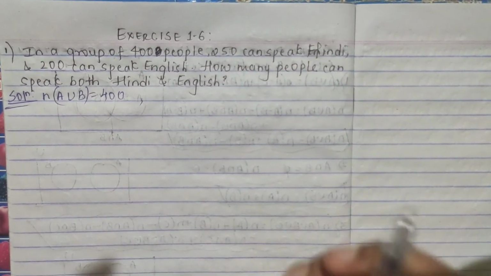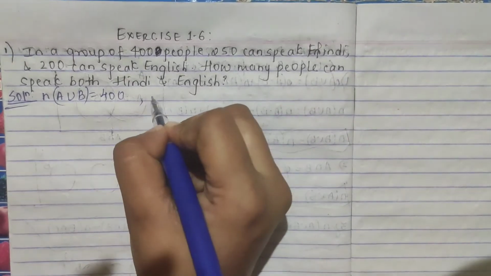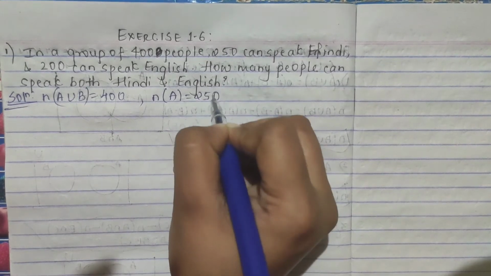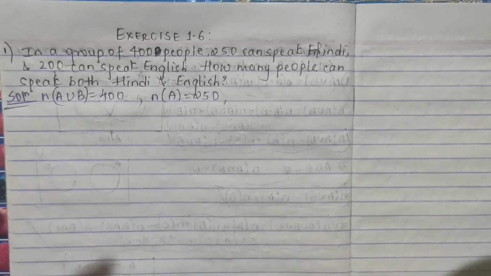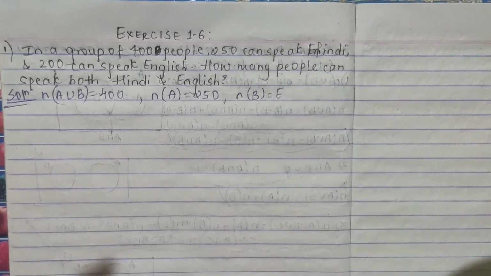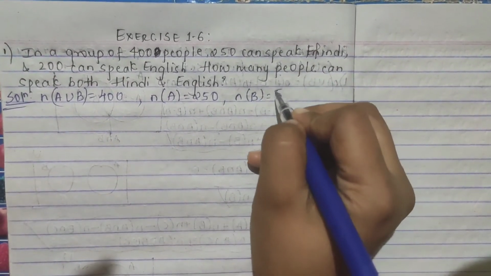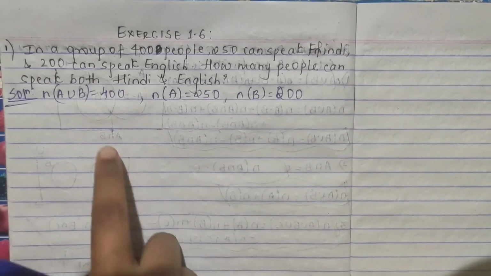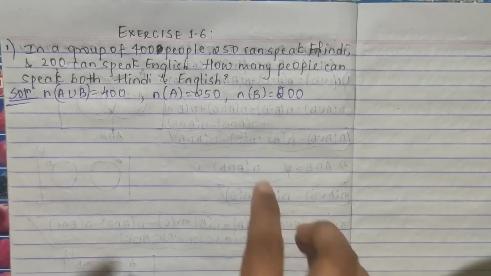250 can speak Hindi. So it will be N of A if I am taking A as Hindi. So it is how much? 250. 200 can speak English. So N of B I can take as English. It is 200. You can take A, B, X, Y, whatever you wish, or you can take H, E only.